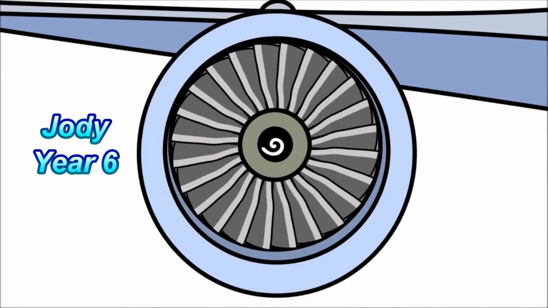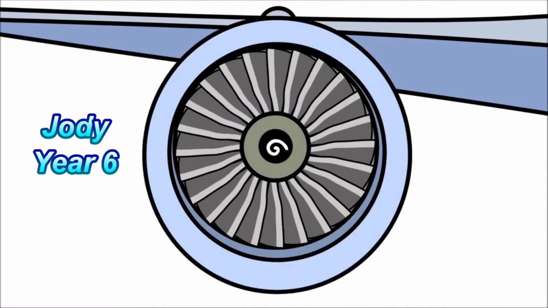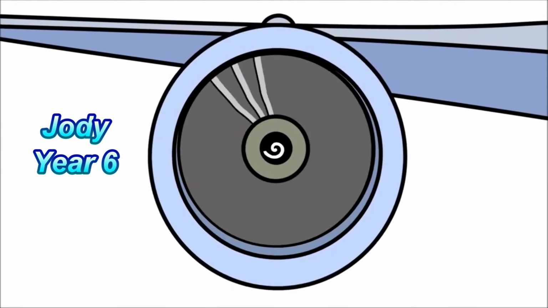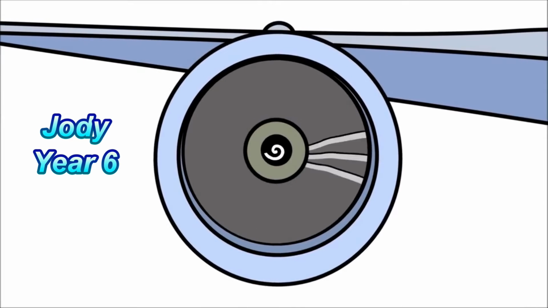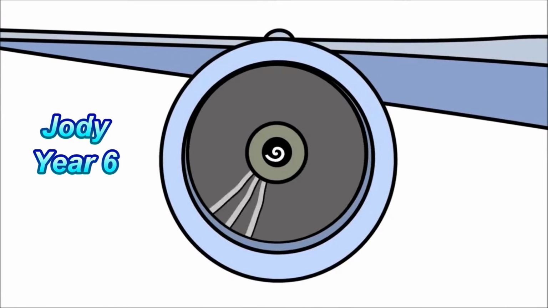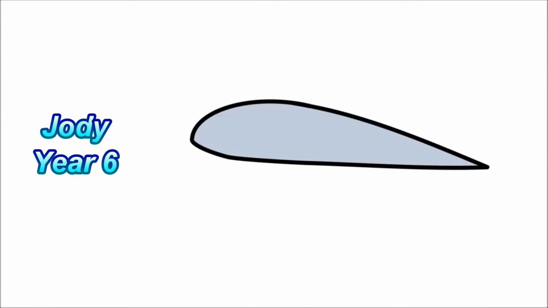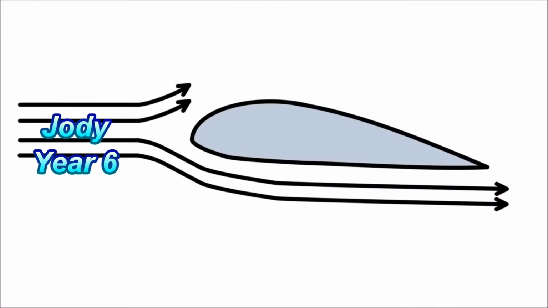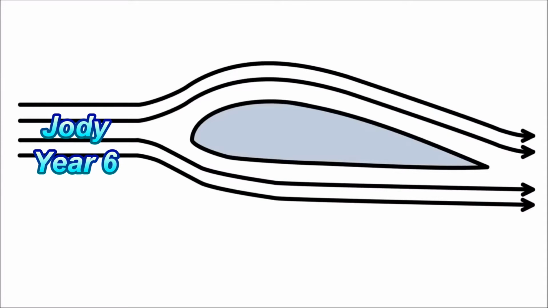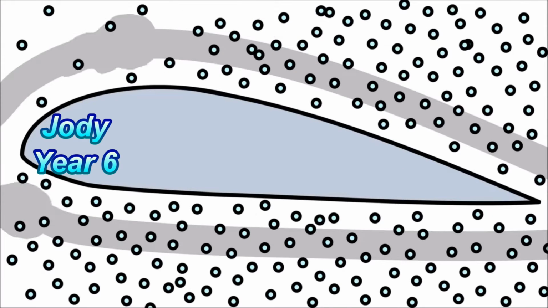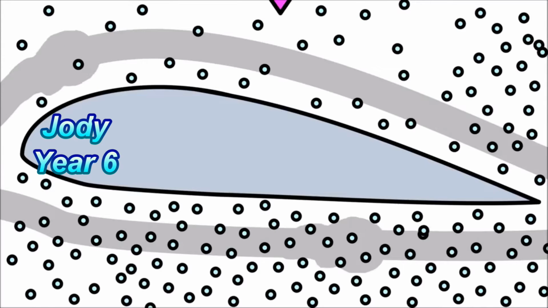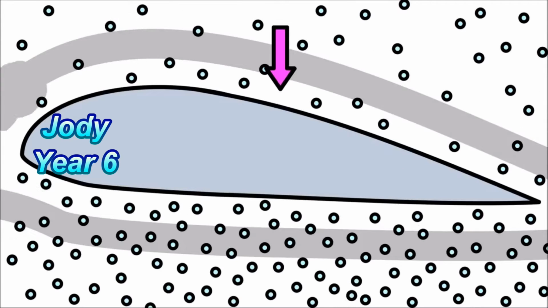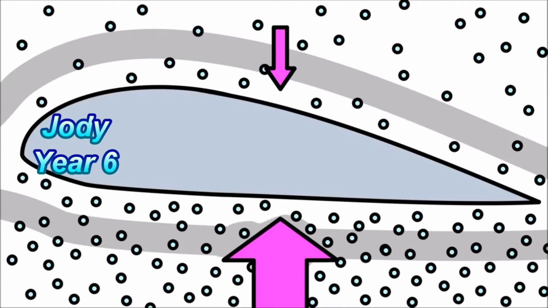Airplanes have really big engines that help them fly. But the jet engines are not the reason why planes fly. Airplane wings are shaped to make the air move faster over the top of the wing. Because the air moves faster, the air pressure on top of the wing is lower than the air pressure below the wing.